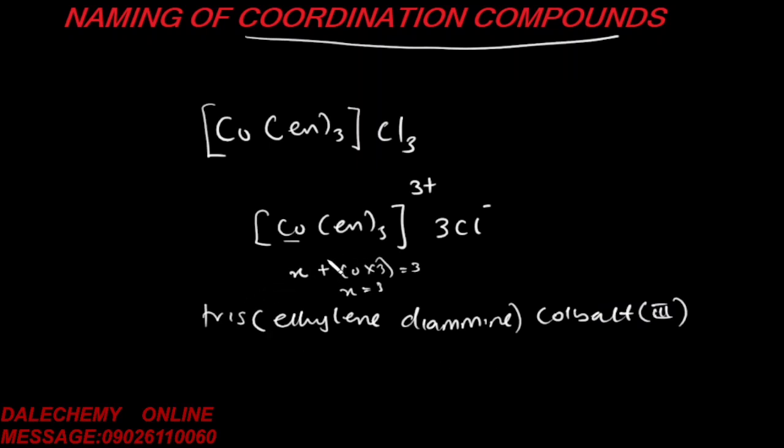Now that's not all. You have to name the negative part too. The negative part will now be just chloride, like sodium chloride. So this part will be chloride, not chloro. If it is acting inside the sphere, you just call it chloro, but if it is outside, you call it chloride. So this one will now be tris(ethylenediamine)cobalt(III) chloride. Okay, so that's how to name this compound.